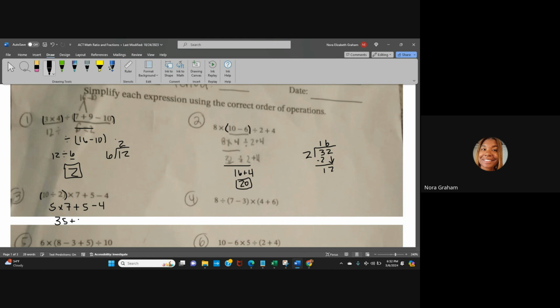And notice how I'm going step by step and showing all my work. You should hear your teacher saying that all the time. She doesn't want you to just write down the answers. You should show everything you're doing.